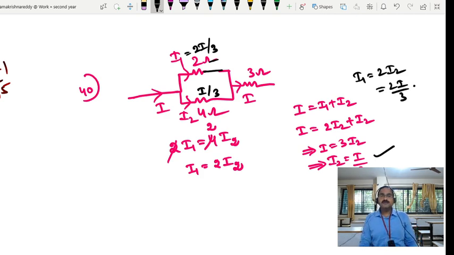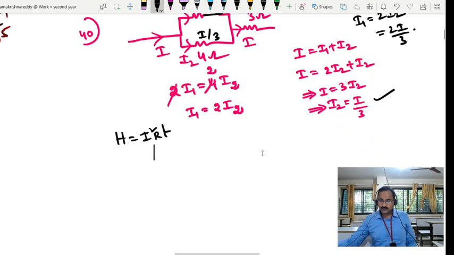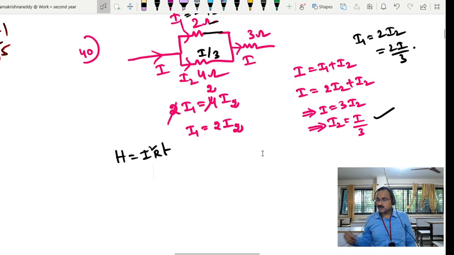Then the heat formula is I square RT, the general formula. Then you get all the answers very clearly. So H is directly proportional to I square in that formula, and we have to focus on that. I square RT. The resistors 2 ohm, 4 ohm, 3 ohm will be there, and mainly we are focusing on the currents first. I1 and I2 values we calculated there.